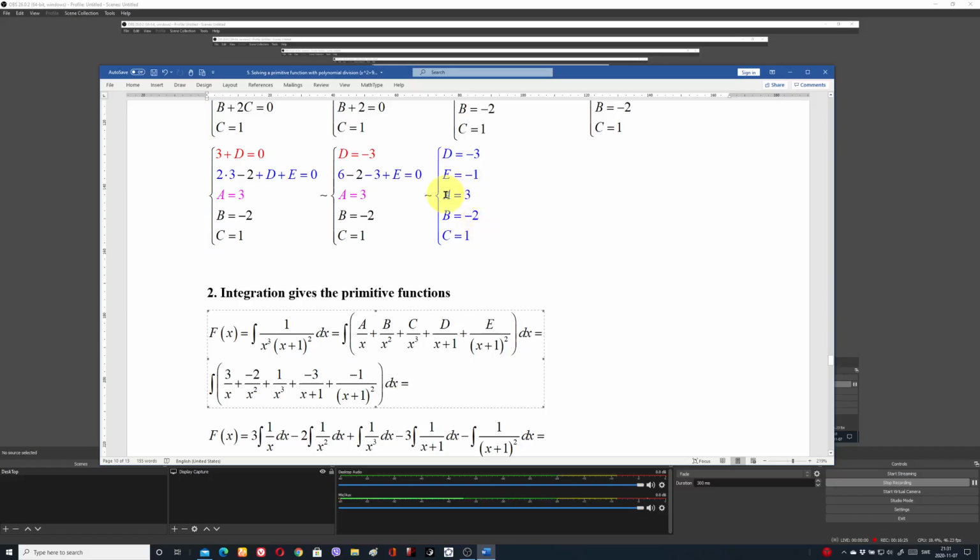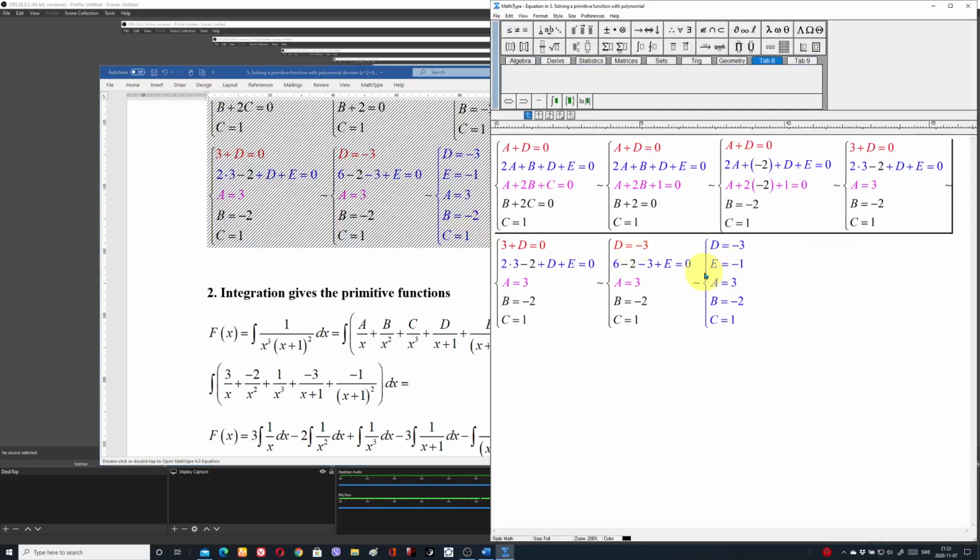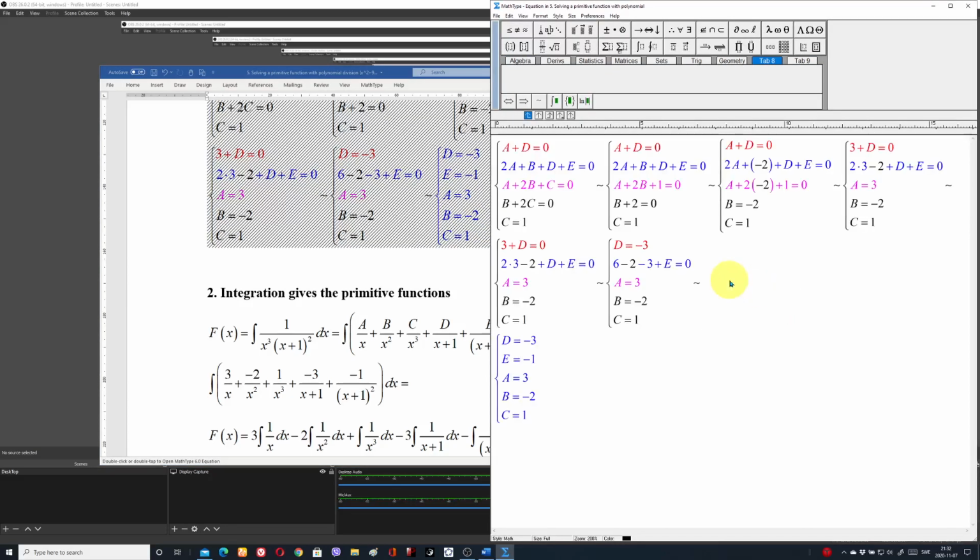A is 3 divided by x, B is minus 2 over x power 2, see here, C is 1 divided by this one here, A is the minus 1, no, D is minus 3, which is this one here, and A is the minus 1. Let me correct this one. This one is not good. I'm sorry for that. Let me copy this one here.